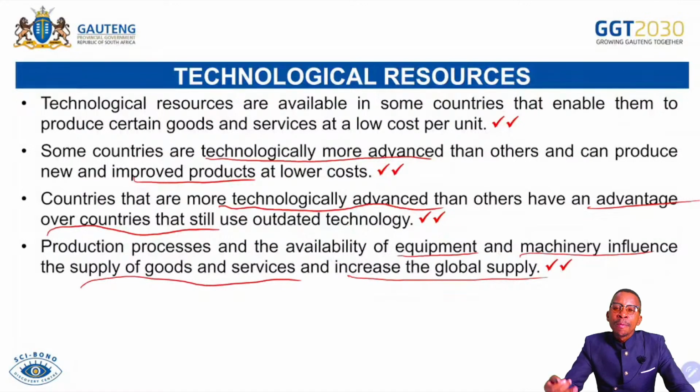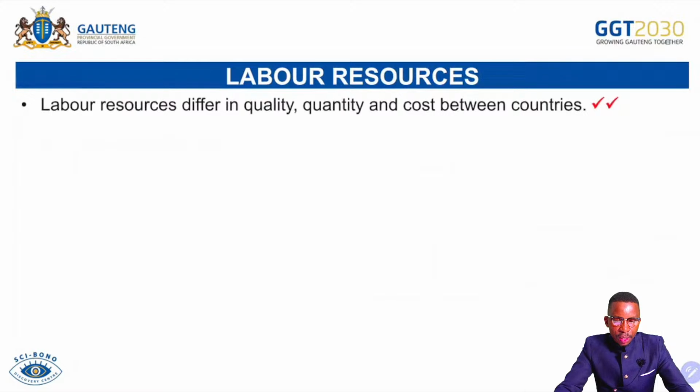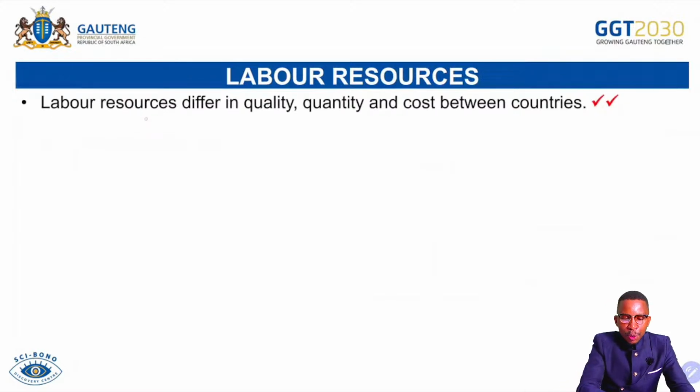Those that do not have much developed technology will always be dependent, because they have excess demand for those particular products, which will then be supplied by those with excess supply or surplus production. Labor resources. So here we know that labor differs in quality, quantity, and cost between countries.